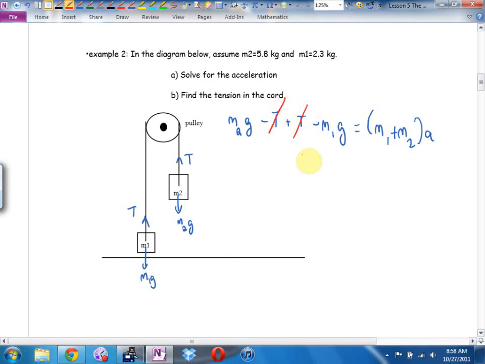Sorry. Connor, how would I get the a by itself? I think the acceleration is going to be m2g minus m1g, all divided by m1 plus m2.